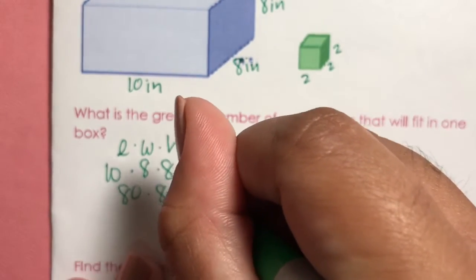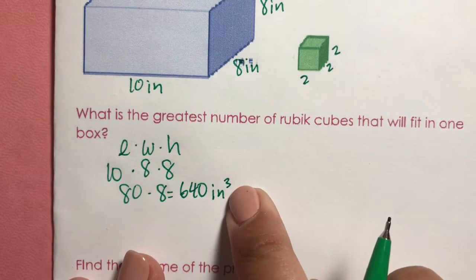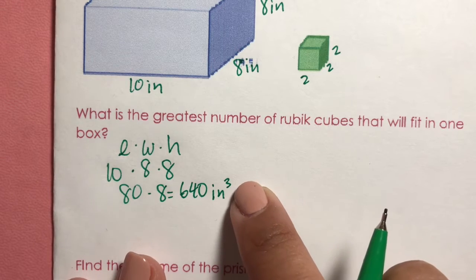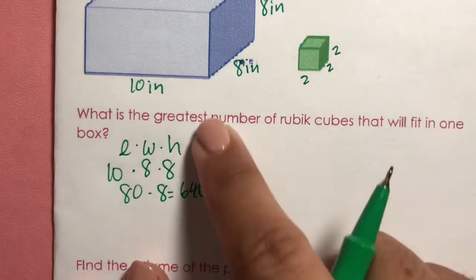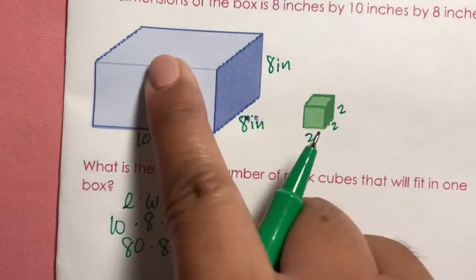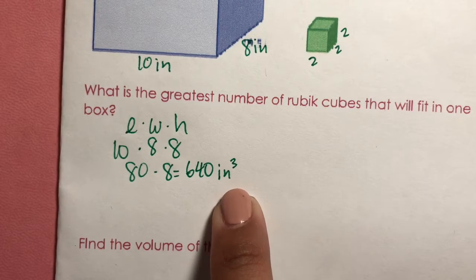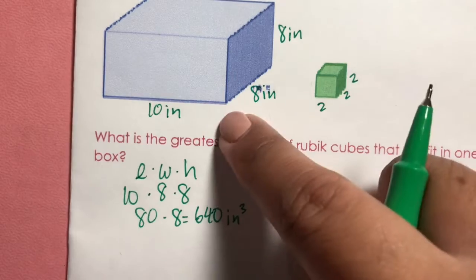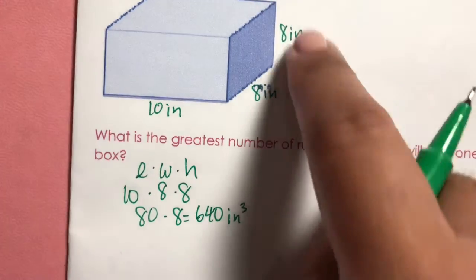equals 640 inches cubed, and that's where we get the 3. I know in surface area I kept wanting to write 3, but surface area is 2, volume is 3. So the volume of this big box right here is 640 inches cubed, because we just multiplied length times width times height. That's all you're doing. You're just multiplying these 3 numbers.